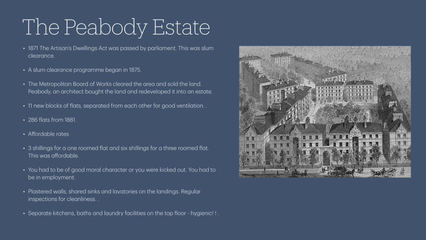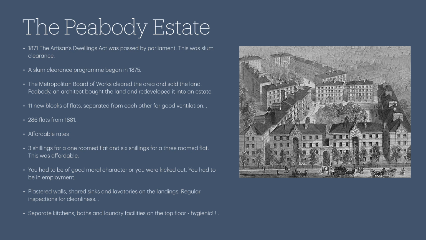Now, all the information that you need about the Peabody estate is on these slides. The big thing about the Peabody estate was that this was linked to the Artisans' Dwellings Act, which was linked with slum clearance, so getting rid of the rookeries and improving the living conditions of the poor, because obviously that would then help to reduce crime rates. So if you think about it, every time the government has done something or made a change, it's because they're trying to improve crime rates. So they are clearing the slums where people live and they are making affordable housing.